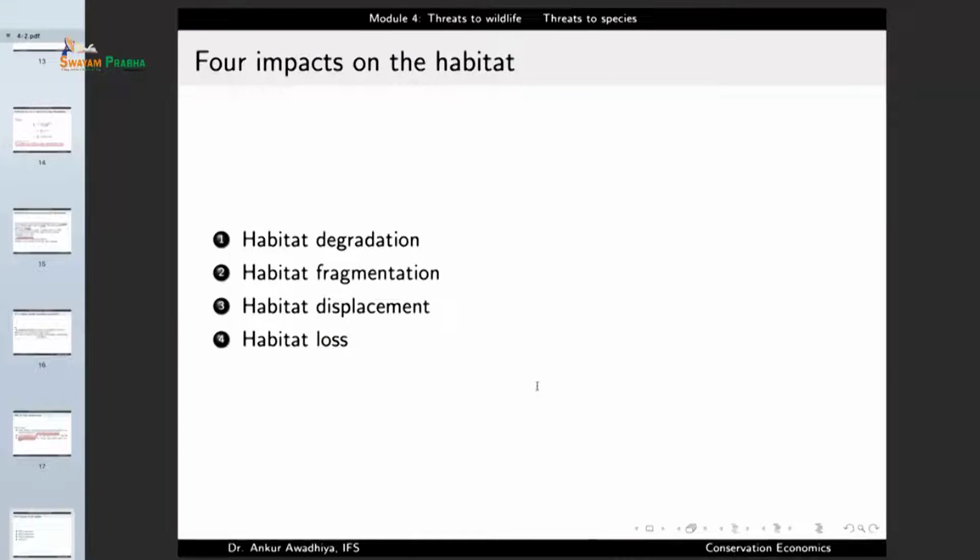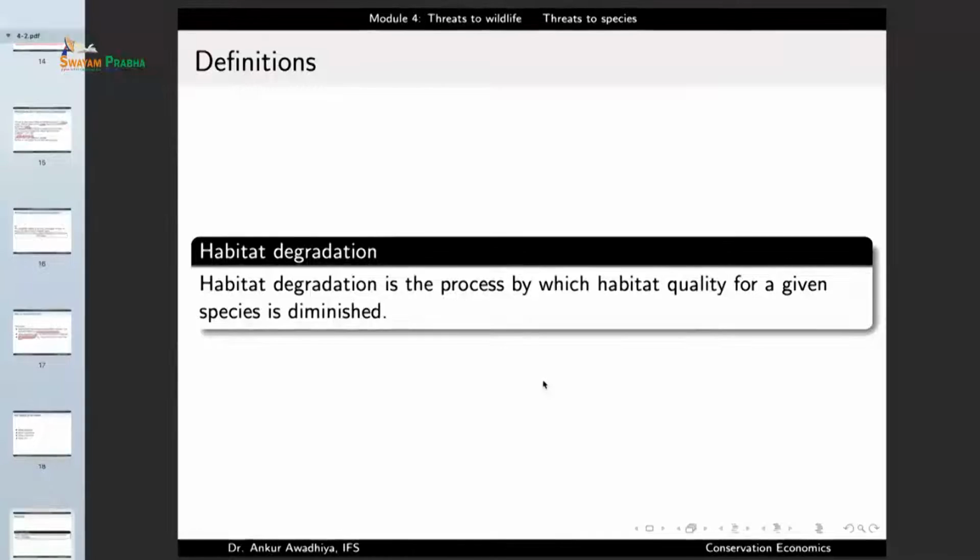Now, the impacts on the habitat, or the push factors on the habitat, can be accentuated by four processes. We have the processes of habitat degradation, habitat fragmentation, habitat displacement, and habitat loss. All four of these are different, but they have a very similar impact in reducing the habitat that is available for the species. So let us look at these one by one.